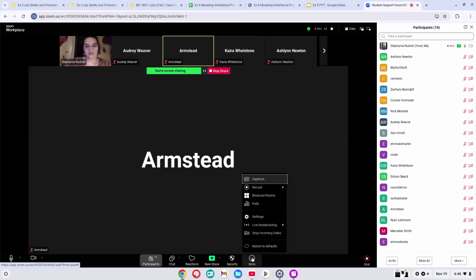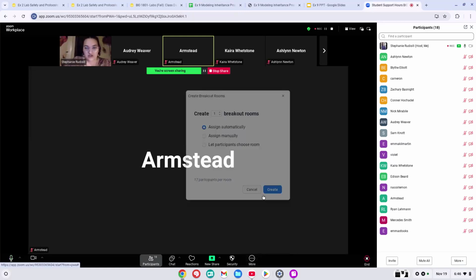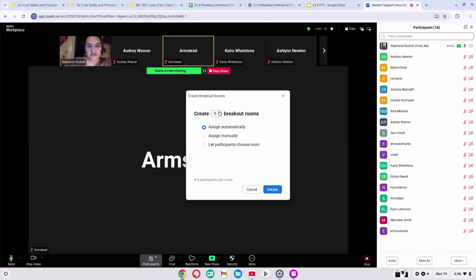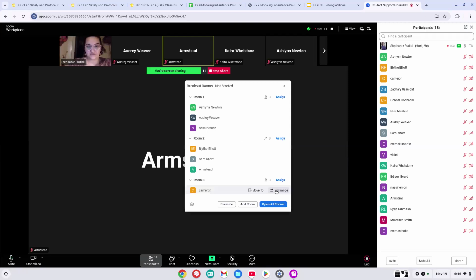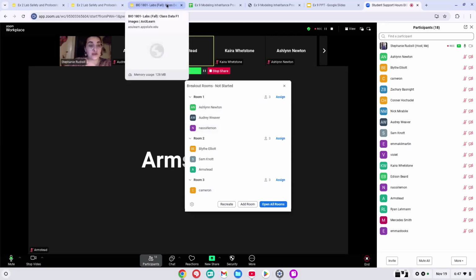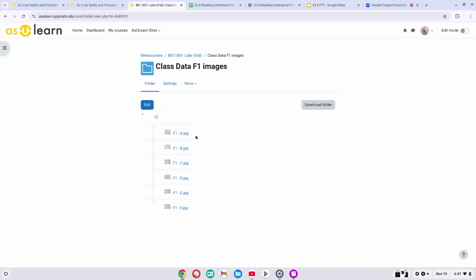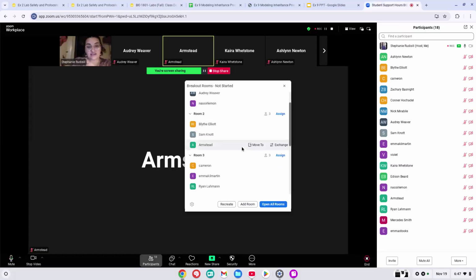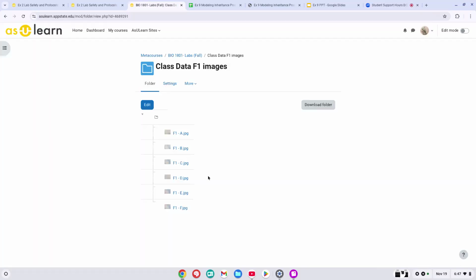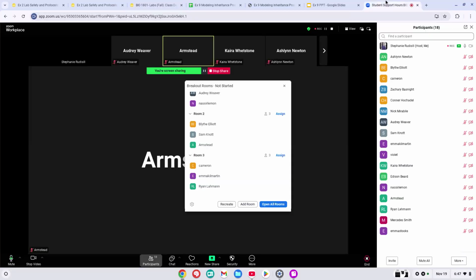So now, let's start with the breakout rooms. And again, we need 6, right? So let's create them. So Ashlyn, Audrey, and Nasir, you're going to be in room 1. Okay, so when you go on to As You Learn, you guys are going to be looking at F1A for the class data F1 images. Okay. Blythe, Sam, and Armstead, you're in room 2. So you guys are going to be working with F1B. Okay.